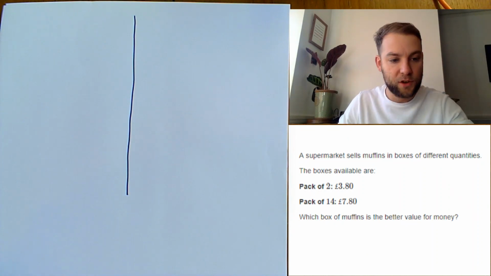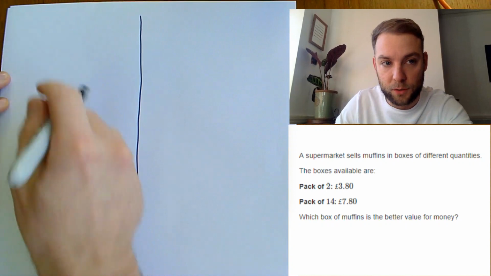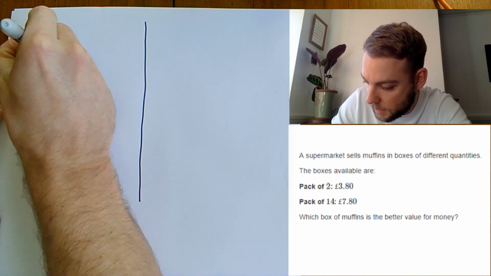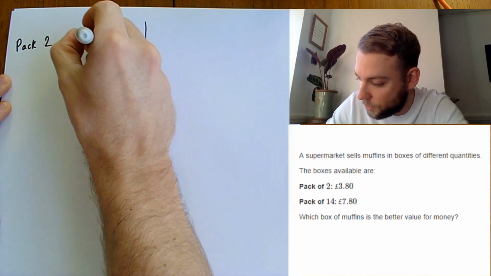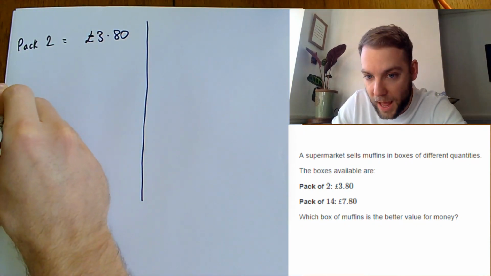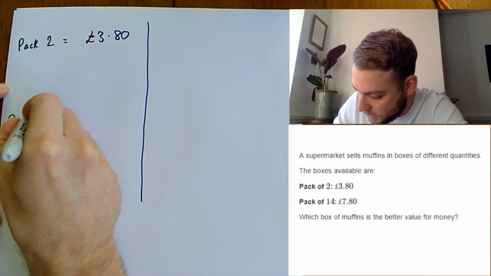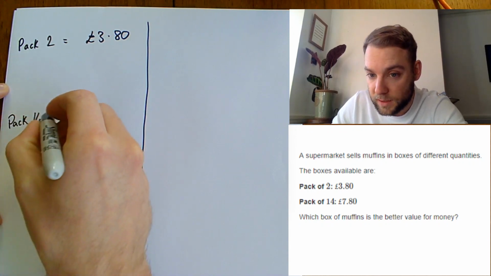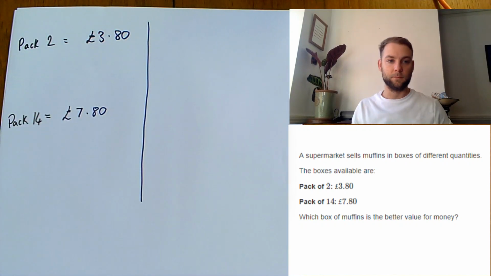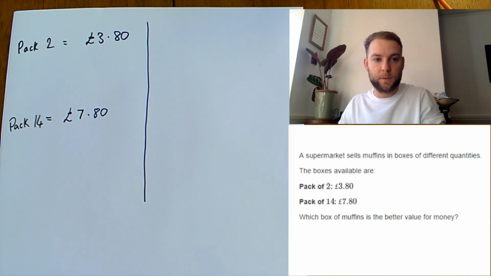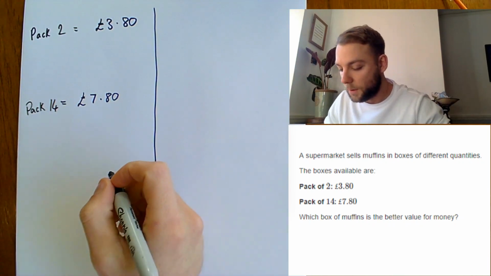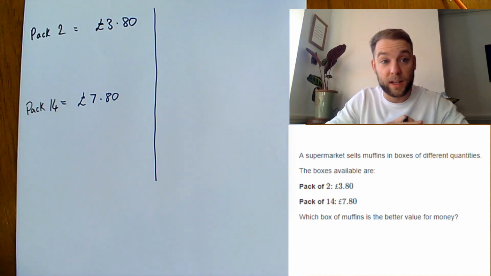Okay, so the first one here, we've got a pack of 2, and that's equal to £3.80. And we've got a pack of 14, which is equal to £7.80. So, with these two, I'm going to show you 2 methods with this.